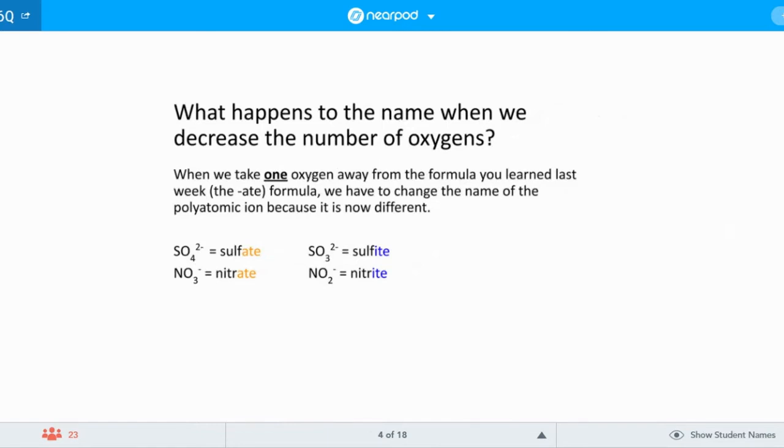We see that again when we take a look at the second example with nitrate. We have NO3-, the formula we've already been working with. But when we take that one oxygen away, we get NO2-. Again, the charge does not change here, just the number of oxygens. And so we have to change the ending from nitrate to nitrite.